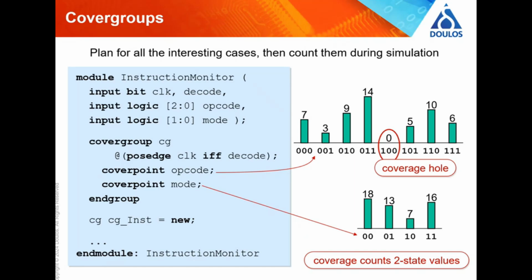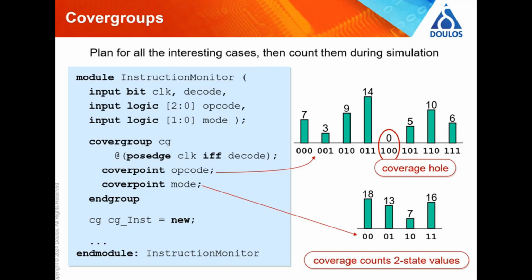And so what's going to happen is the simulator is going to create little counters, keeping track of all possible values. We refer to these as bins. And you can see like the opcode has 3 bits, so 2 to the 3 is 8. So we're going to end up with 8 values here. And the mode is 2 bits, so we're going to end up with 4 bins for each of those values. And of course, when you look at this in a coverage report, you see this 0 here for the opcode 4. So that's a coverage hole.